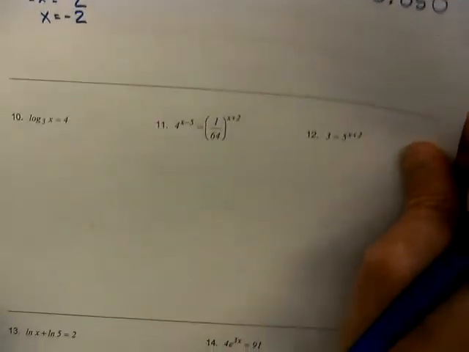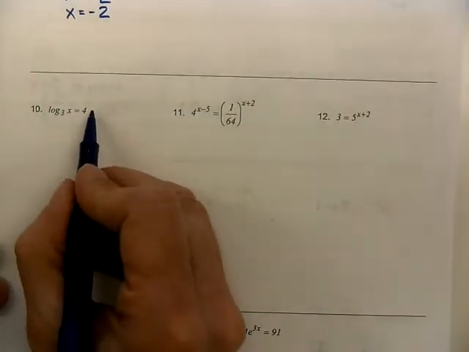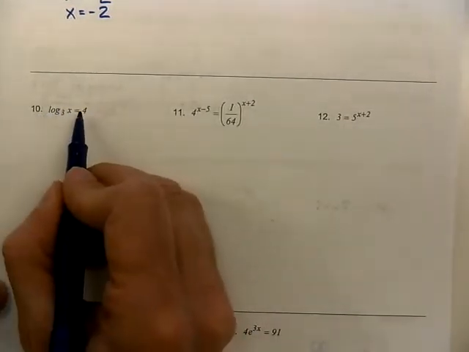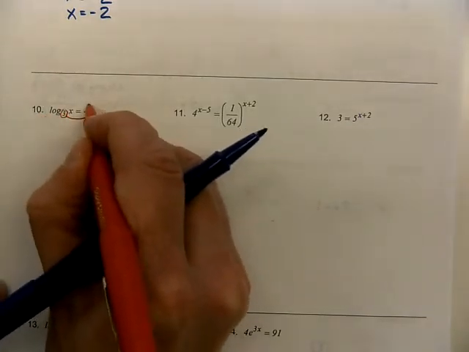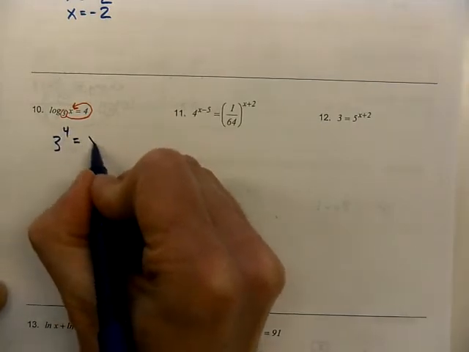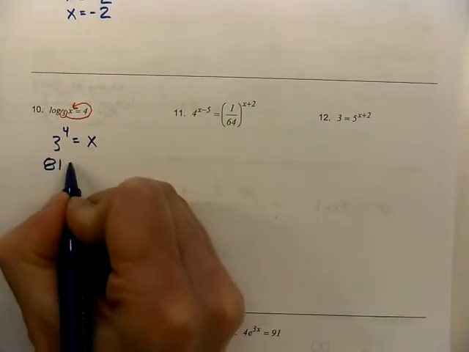All right, next row of examples. Here's number 10. Log base 3 of x equals 4. Again, I don't have logs on both sides to make the bases the same, so we have to convert. There's the base. There's the exponent, equal sign x. Right, so 3 to the power of 4 equals x. Hey, the variable is isolated. So that means x is 81.